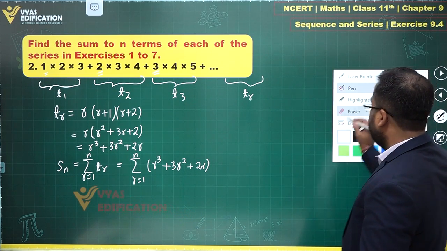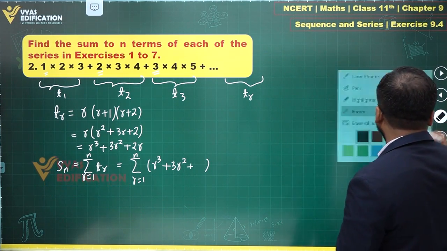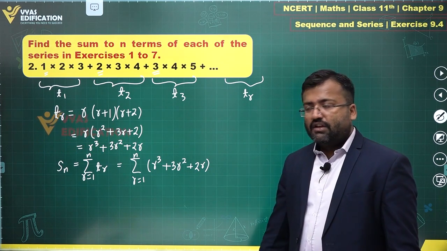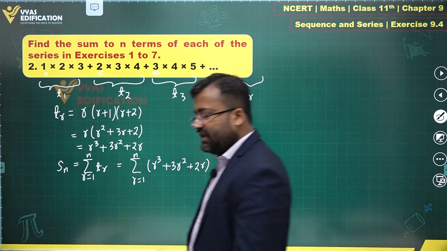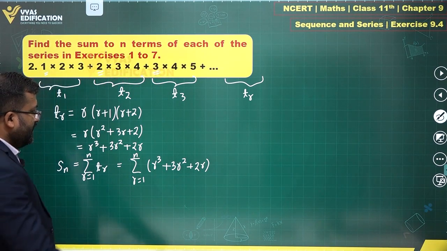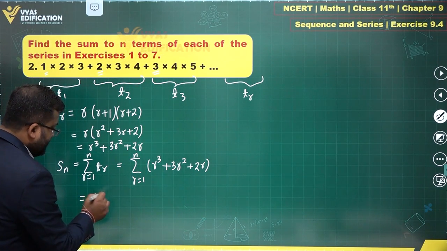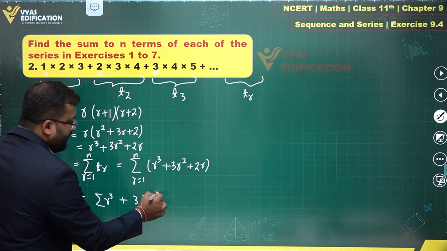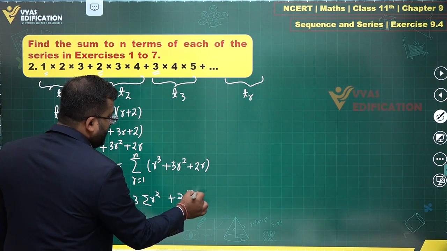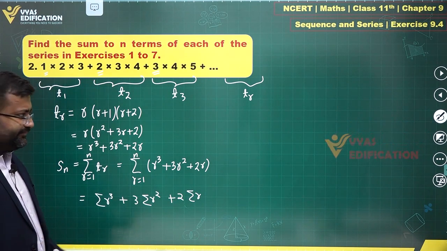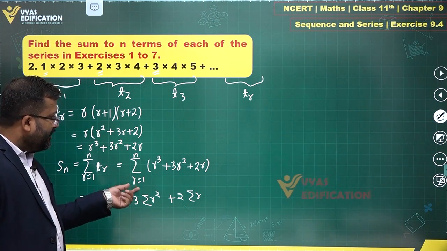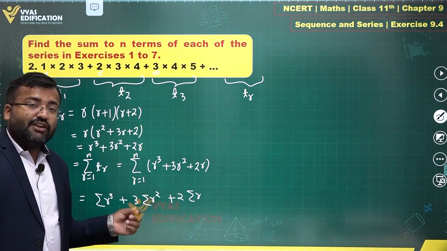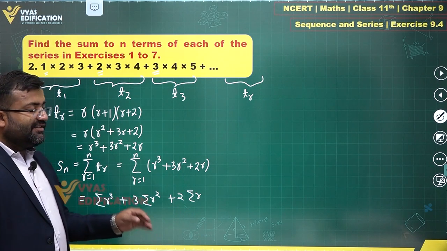This is 2R. This is what you have. Now let's separate them out first. Let's separate out the 3 sigmas: sigma R power 3 plus 3 times sigma R square, where 3 is a constant that will come out common, plus 2 times sigma R. Now, is it necessary that you write the limits of summation from lower limit to upper limit? Yes, it is very necessary that you should mention that in each and every step.